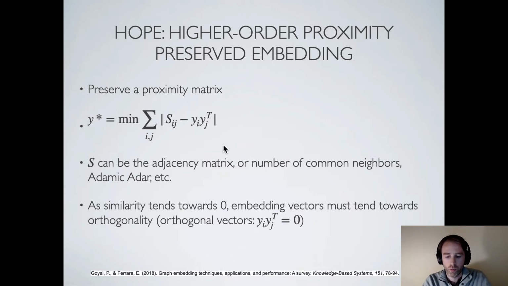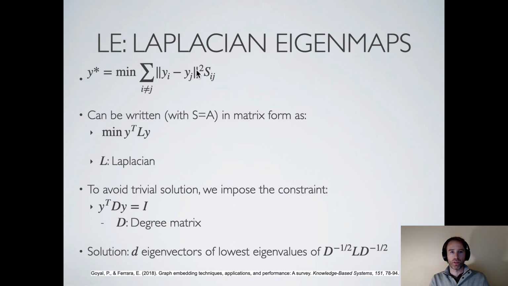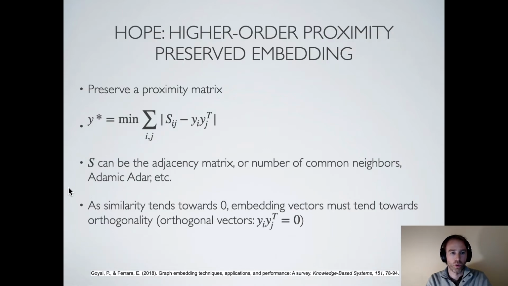It was different in the previous one, for the Laplacian eigenmaps. You don't try to have the same value for the similarity S and for the vectors. It's less direct maybe. While HOPE will have a more direct objective, which is to really conserve the similarity matrix in terms of multiplication of the vectors representing the nodes.